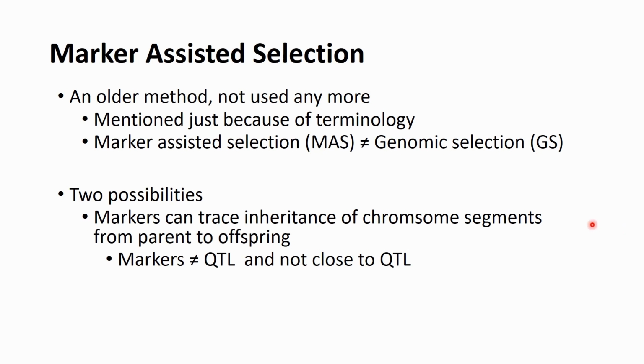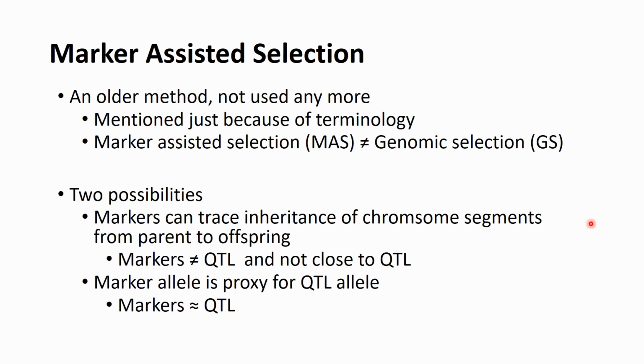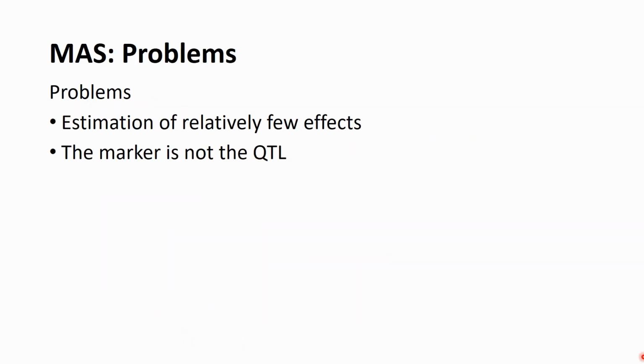Now, in marker-assisted selection, there were two possibilities. One, that markers were used to trace the inheritance of chromosome segments from parent to offspring. And the other was that markers were used as proxy for QTLs. So markers were approximately the QTLs, suggesting that they were in linkage disequilibrium with each other. Well, the idea of the marker-assisted selection was okay-ish, but it had a few major problems.